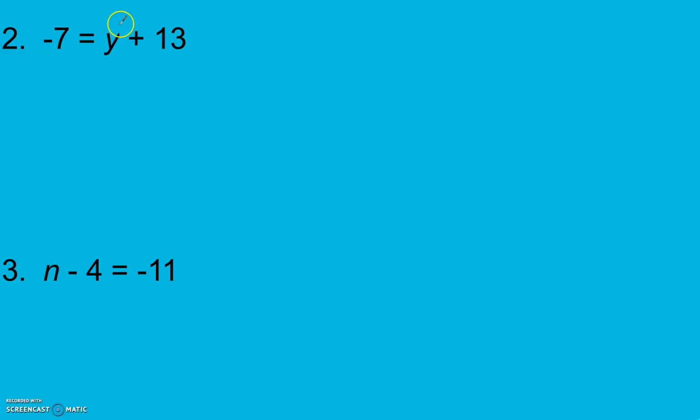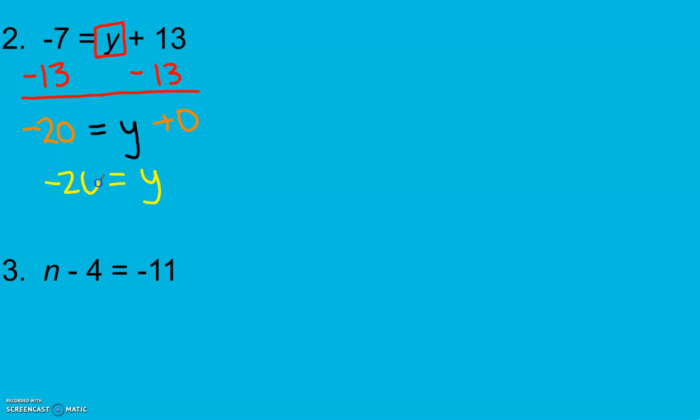Number 2, I have y plus 13. I want to get rid of that 13 and get it to 0. So if I have a plus 13, I have to subtract 13. And if I change one side, I've got to change both. Now, negative 7 and a negative 13 gives me a negative 20. I did not change my equals. I did not change my y. But I did change my 13. Plus 13 and negative 13 give me 0. Y plus 0 gives me just y, so I get y equals negative 20.